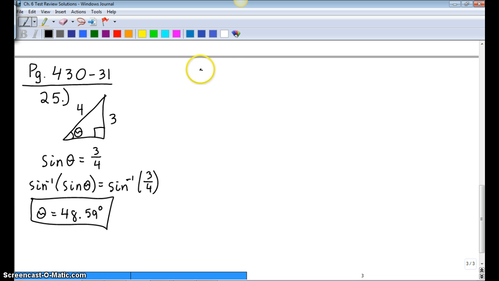Alright, 29. Similar, they give you a triangle and they ask you to find two angles, the angles A and C. They're asking you to use a figure from 13 to 24. That figure is on the bottom of page 430. The figure looks something like this.